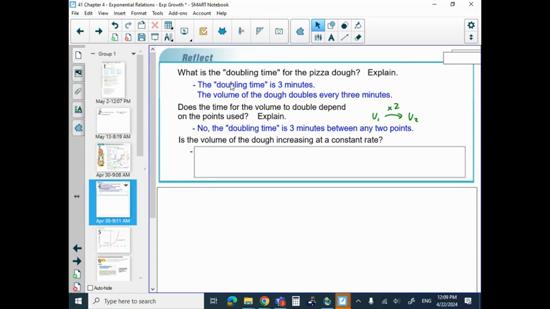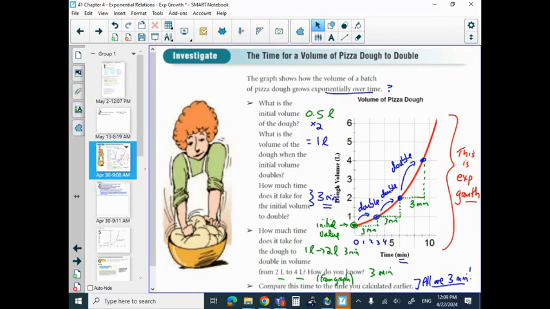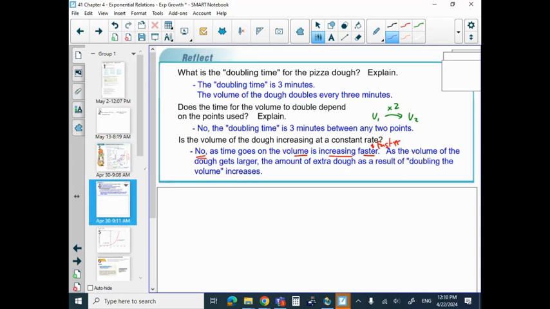Is the volume of the dough increasing at a constant rate? Well, no. It's doubling all the time in 3 minutes, but it's not increasing at a constant rate, because if you look, the volume is increasing faster and faster. So it's a big old no for that one. It is doubling every 3 minutes, which is kind of like something's constant. But if you look here, you have this much extra dough, and then this much extra dough, and then this much extra dough, and it's just going to keep growing exponentially. That's exactly what that is.